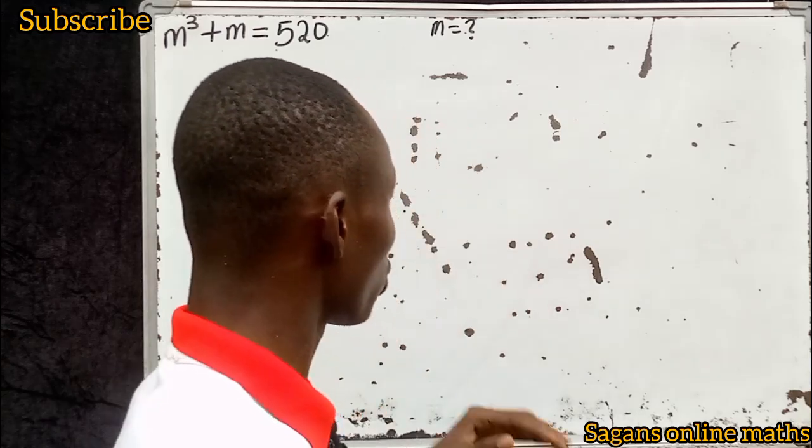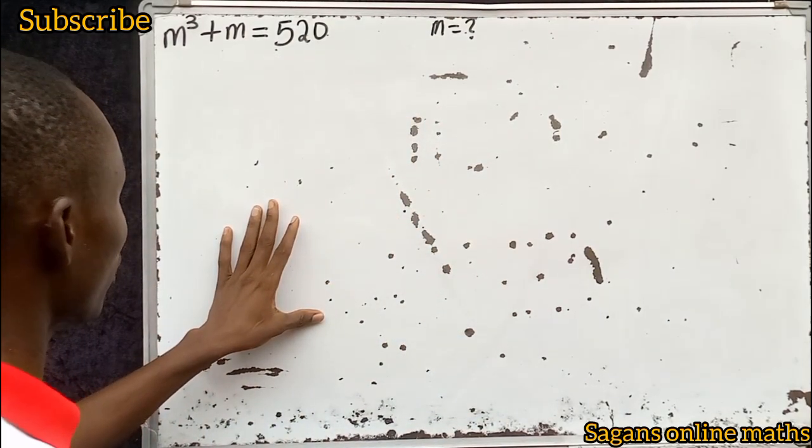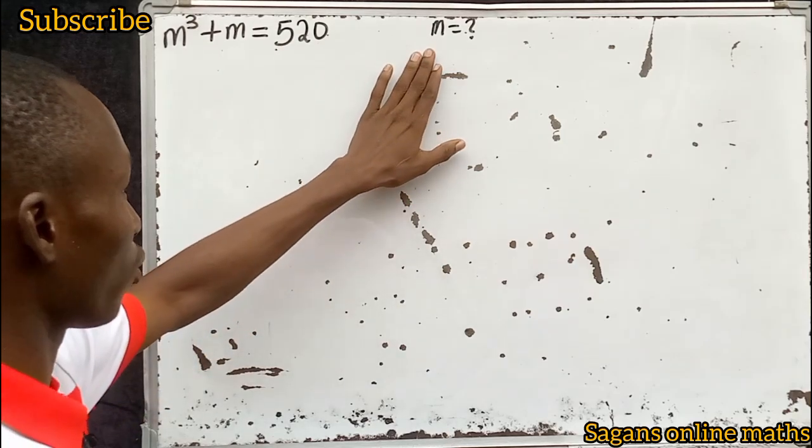Now look at this beautiful question on the board. Let's say that m to the power of 3 plus m is equal to 520. We are asked to look for the value of m.